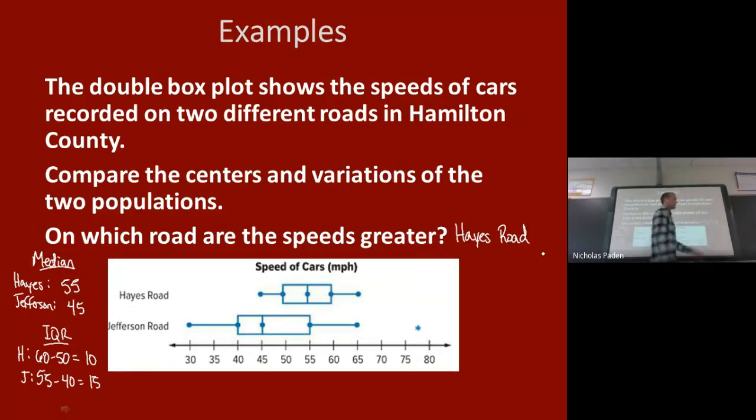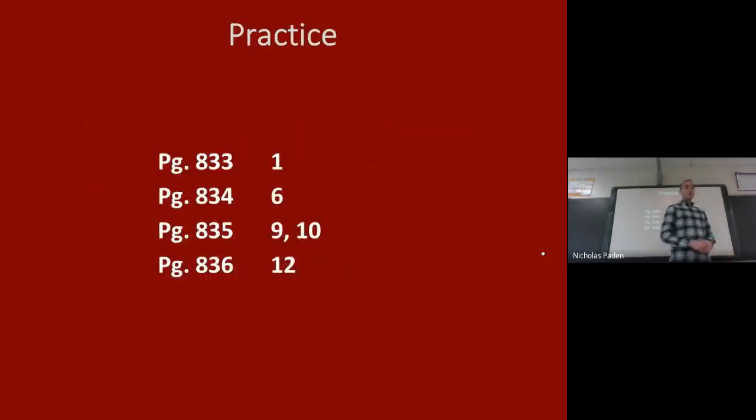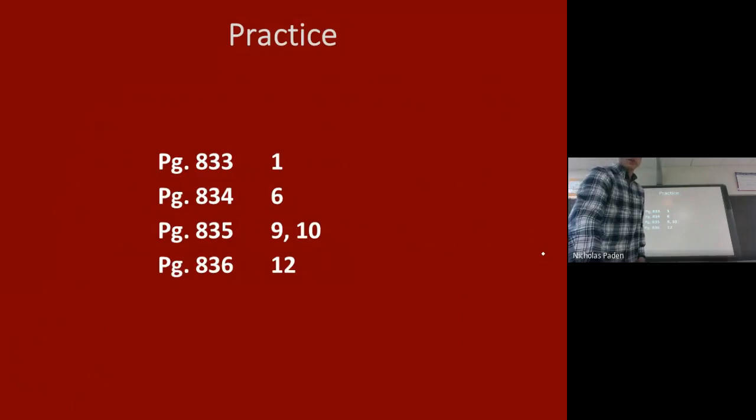So if they ask that question, which one is greater, forget about the outlier. You focus on where the boxes are, because that's where most of the numbers are going to be located. So Hayes Road would be greater speeds because most of their numbers are higher up than Jefferson. Okay, so that is comparing two different populations using a double box plot. And you can do some of these questions that are listed here and get some more practice with this.